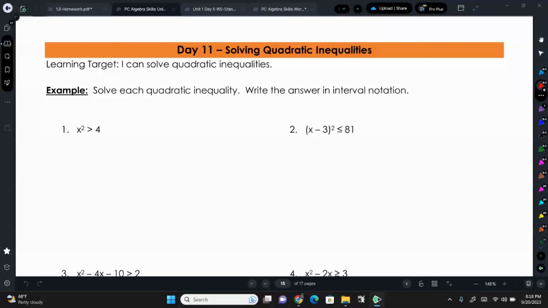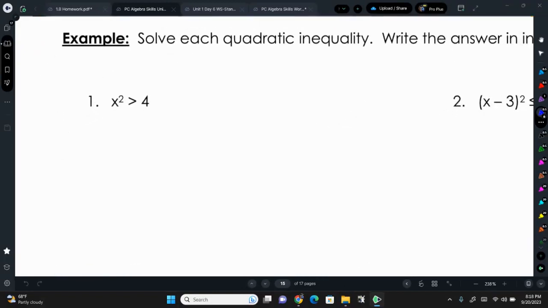Because if we can get the equations equal to 0, then testing a point becomes a heck of a lot easier, and that will allow us to solve our inequality. So let me show you what I mean by that. So you might be tempted to do the square root of both sides and have your two solutions be plus or minus 2.